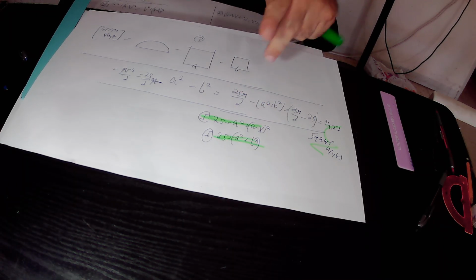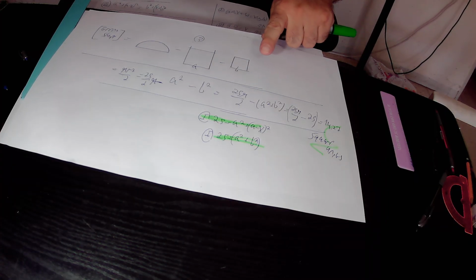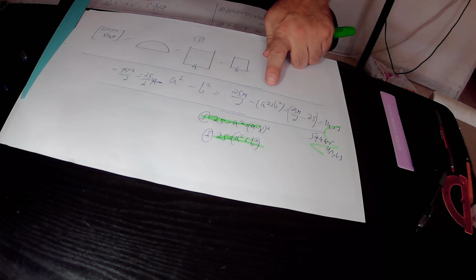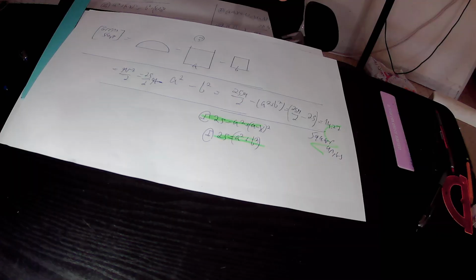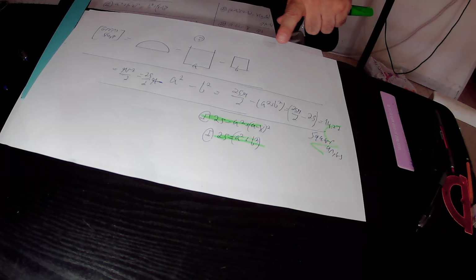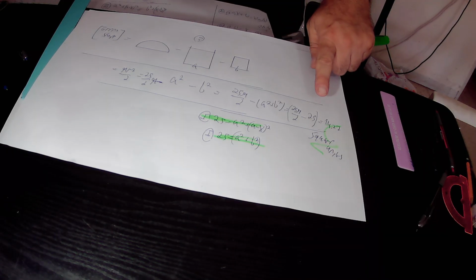Again, according to equation 1, 25 equals a squared plus b squared. So here, we can substitute a squared plus b squared by 25. We did it, and we found that in total, the area of the green shape equals 25 pi over 2 minus (a squared plus b squared), that is 25.